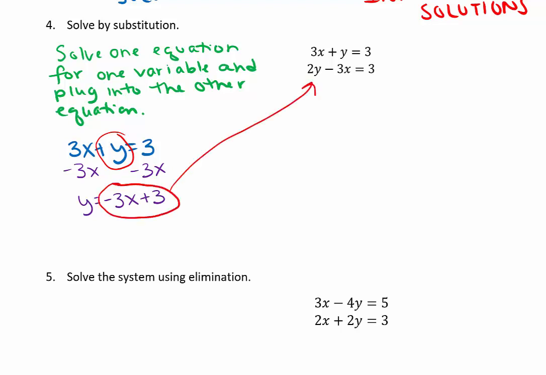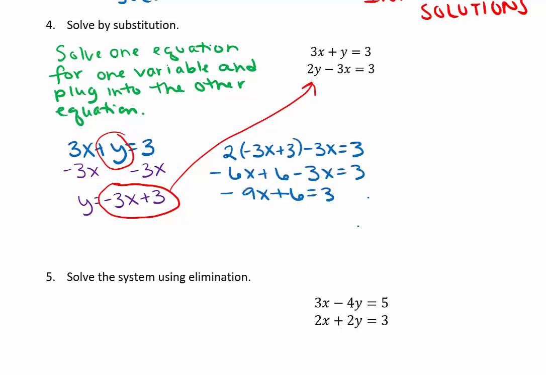Now I'm going to take that expression for y, and I'm going to plug it into the second equation. This is now something we can solve. Get rid of parentheses, combine like terms. Let's see, get x by itself, so subtract the 6. Divide by negative 9. So x equals negative 3 divided by negative 9, which is 1/3.